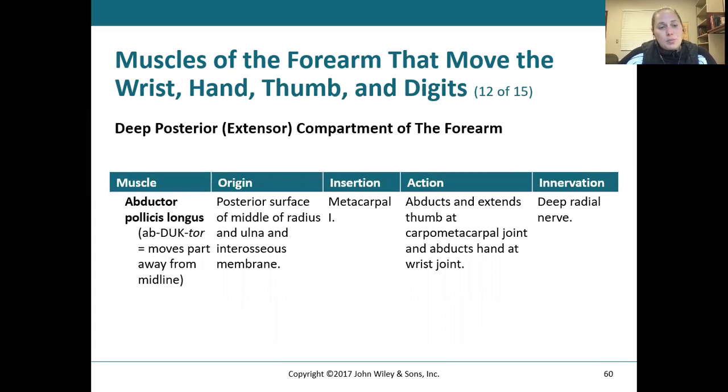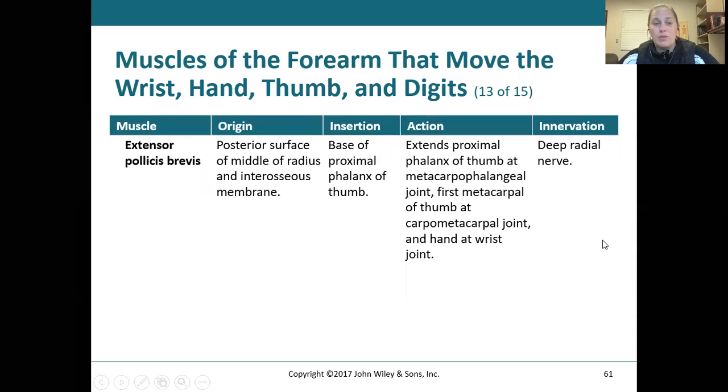The abductor pollicis longus, again, posterior surface of the middle radius and ulna, interosseous membrane, metacarpal 1, and abducts and extends the thumb at the carpometacarpal joint and abducts the hand at the wrist joint. It's a deep radial nerve.